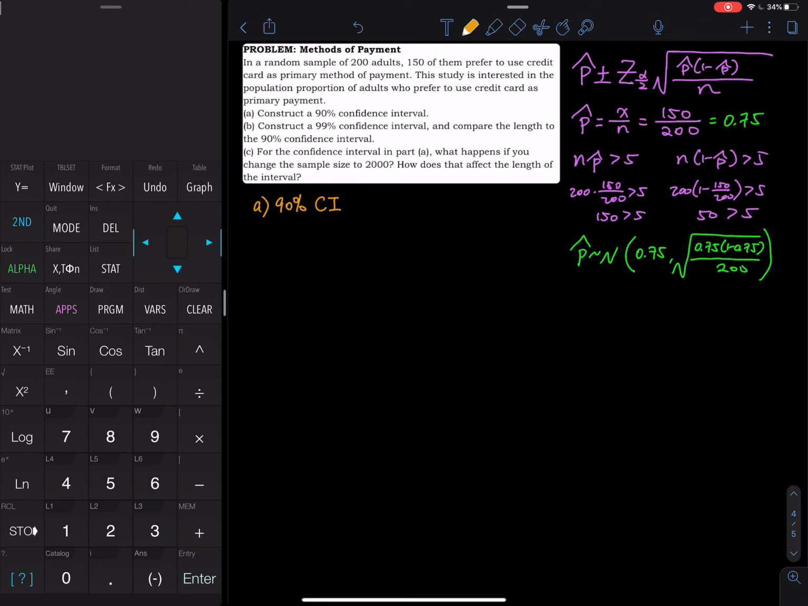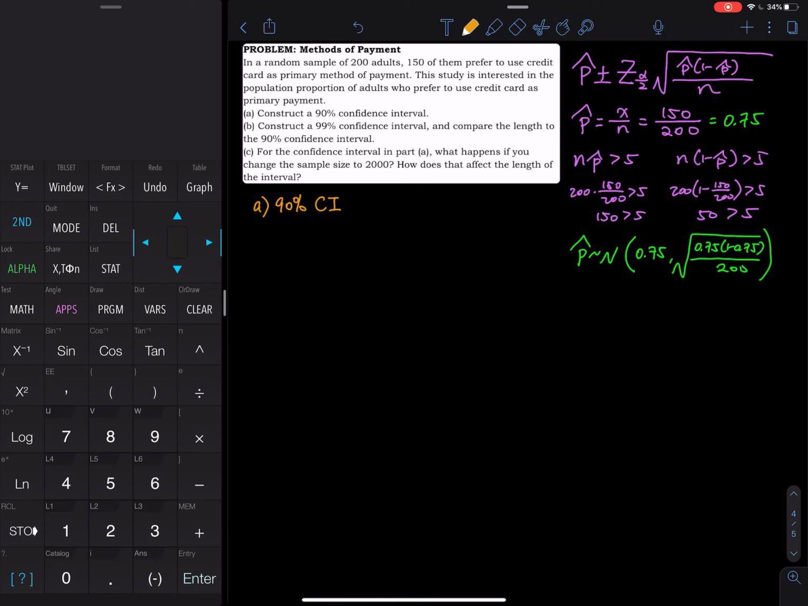Let's take a look at this confidence interval problem. In a random sample of 200 adults, 150 of them prefer to use credit card as primary method of payment. This study is interested in the population proportion of adults who prefer to use credit card as primary payment. So let's do the setup.